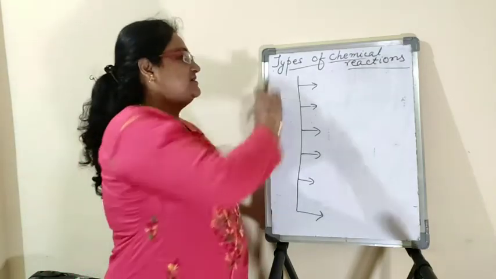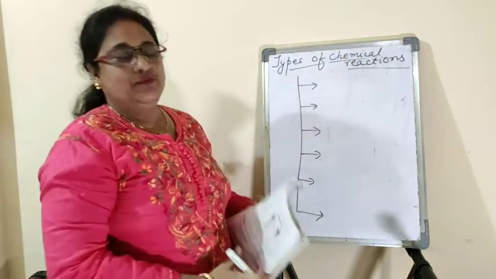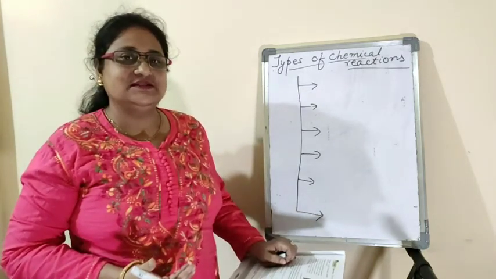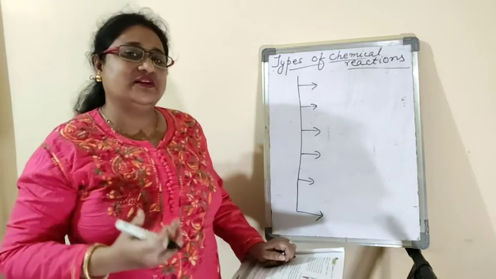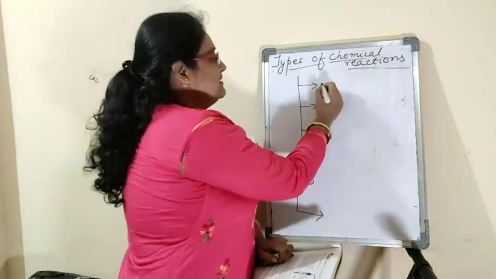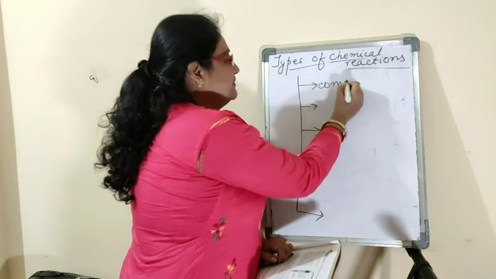Today's topic is the types of chemical reactions. You are aware of what a chemical reaction is. Now this chemical reaction has been divided into types. So what are they? First type is the combination reaction.